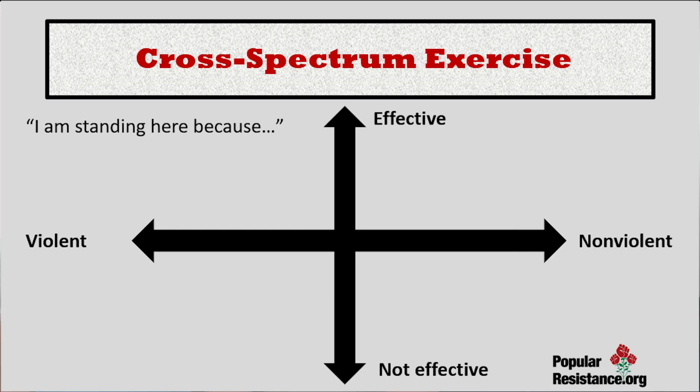All right, so this is the cross-spectrum exercise. And that's a fun one. This is a great way, especially for new groups, when you don't know who everybody is. You can do this in a couple of different ways, depending on where you are. If you're inside a room, you might just take four pieces of paper and put them on each of the four walls. So one side of the room would be effective, the other non-effective, another side nonviolent, and the other violent.